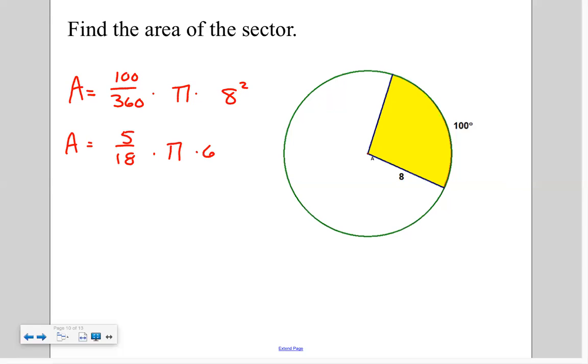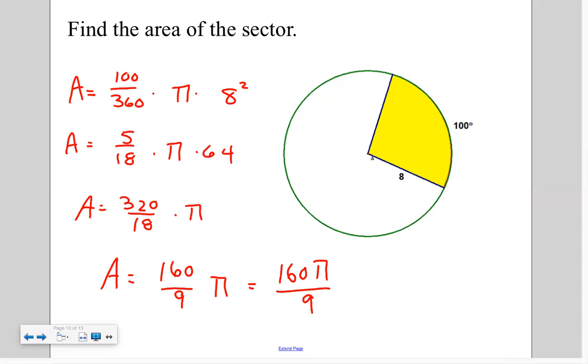and 8 squared is 64. Now, I want this to be in the simplest form possible. I want it to be exact still, so I'm going to leave pi alone. I'm going to multiply 5/18 times 64. 5 times 64 is 320, so that would be 320 over 18. That fraction reduces again, but I think it only reduces in half. So I think it just becomes 160 over 9 pi, or 160 pi over 9.